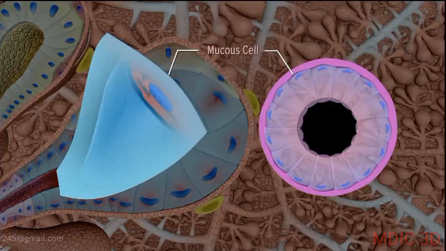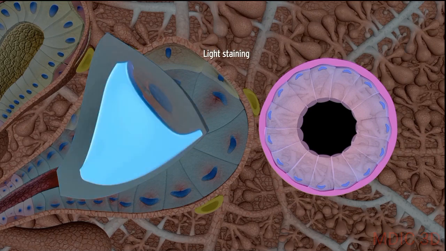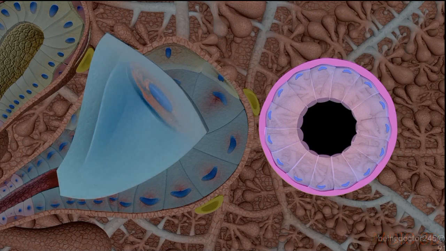The mucous cells. These cells are pyramidal in shape. A light staining, viscous secretory product called mucus fills the cytoplasm of these cells, due to which the nucleus is flattened and appears displaced to the base of the cytoplasm.